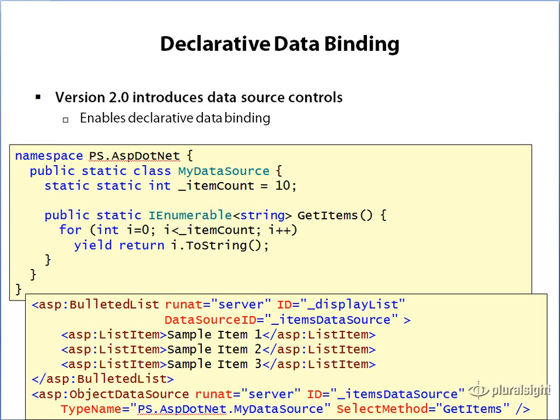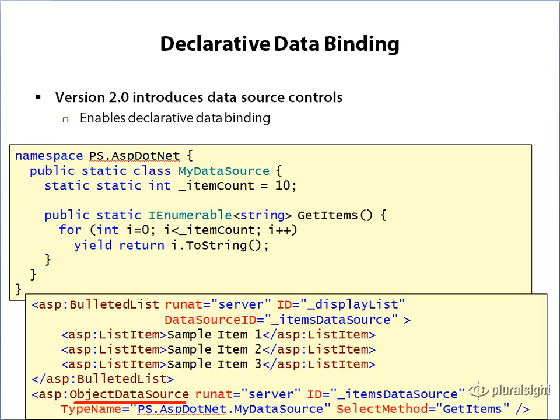So version 2.0 of ASP.NET actually introduced yet another enhancement to this server-side data binding model called declarative data binding. And we'll spend much more time looking at the details of this in a later module, but I just wanted to preview it for you. So the idea behind declarative data binding is that instead of manually setting the data source and calling data bind yourself, you hand it off to another control. And in this particular case, we're going to be using the object data source control.